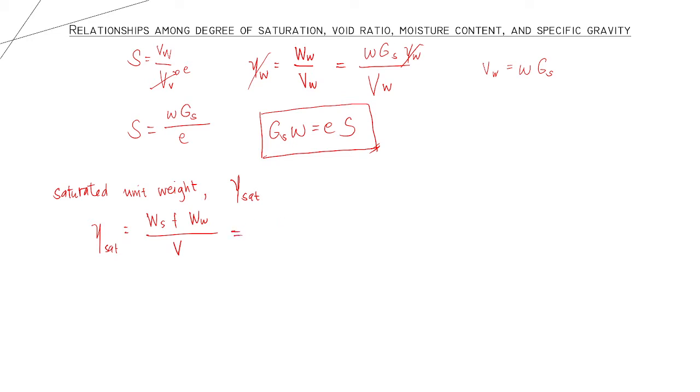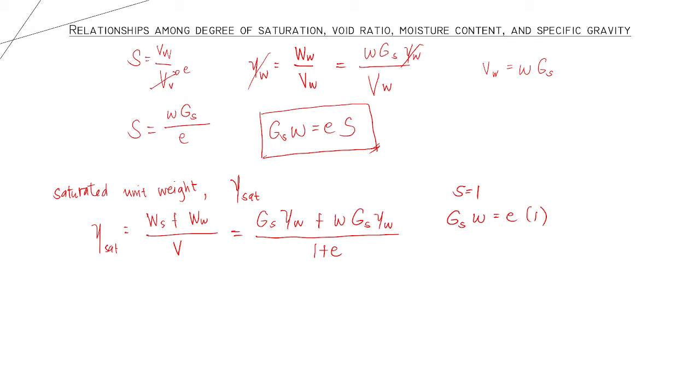So we can write Gs times gamma w plus w times Gs times unit weight of water all over 1 plus e. But since we are dealing with a fully saturated soil, we can write S is equal to 1. And then this would be the specific gravity times the moisture content is equal to the void ratio e. So this came from this equation.